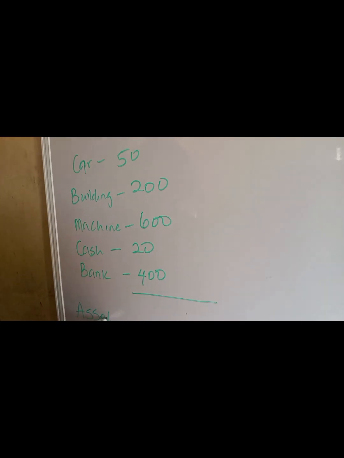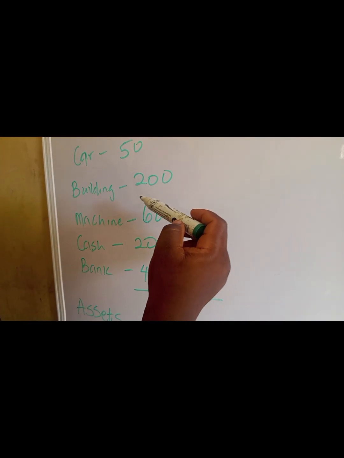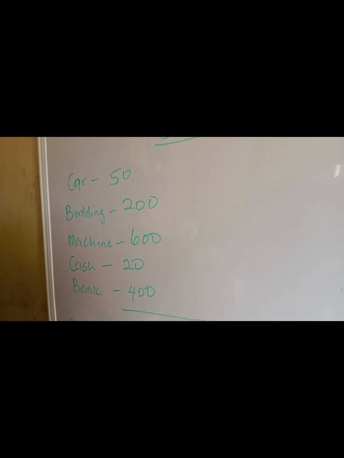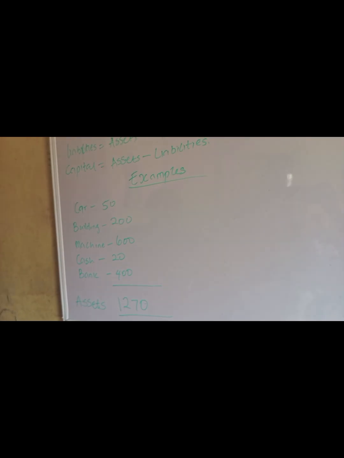If we total all of this, it will give me my total assets. Remember I said assets are the things a business owns. So this is going to give me 1,270 naira.